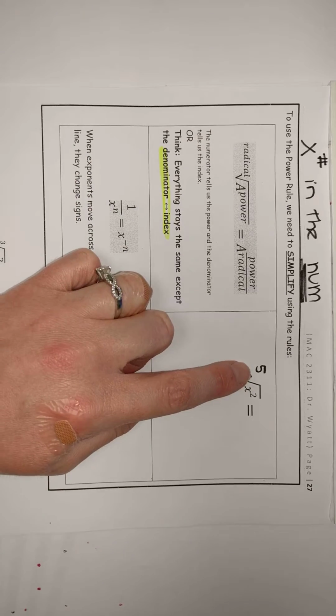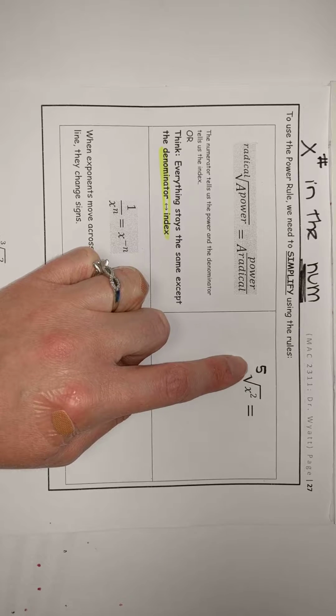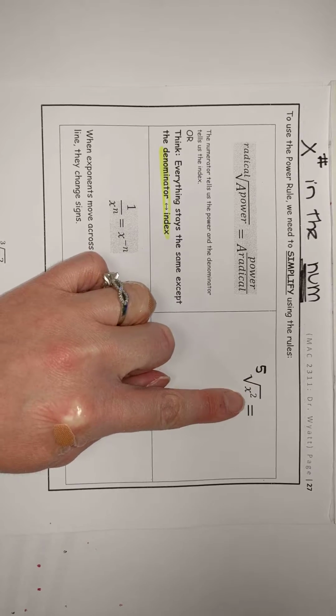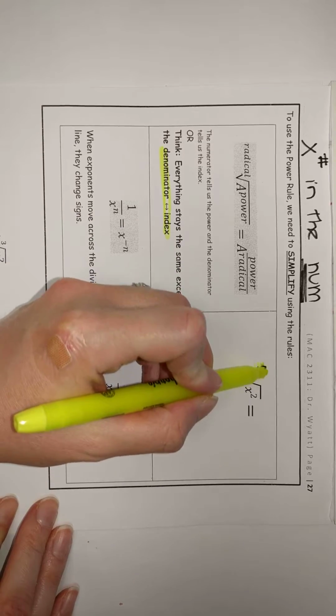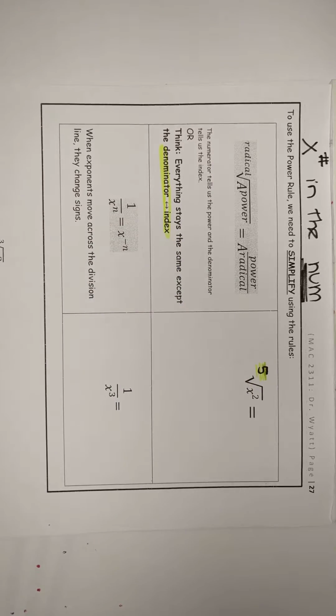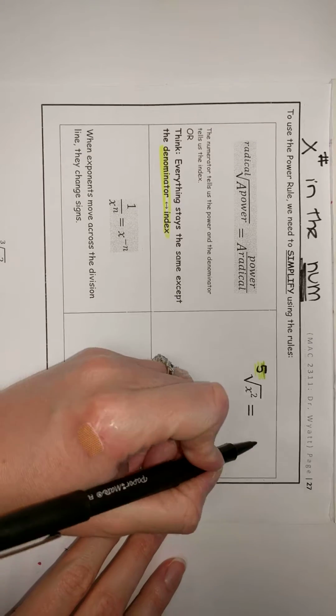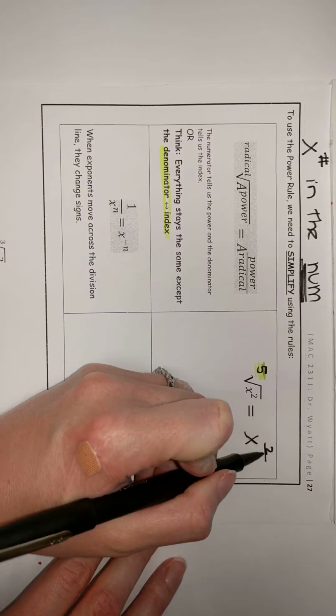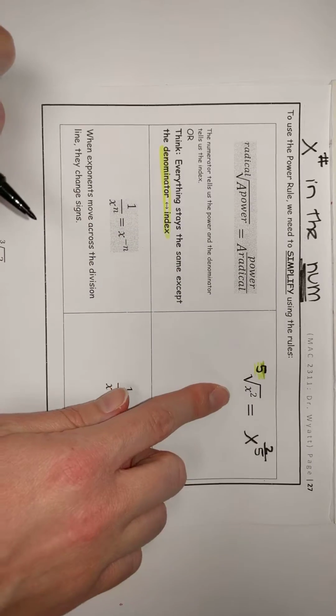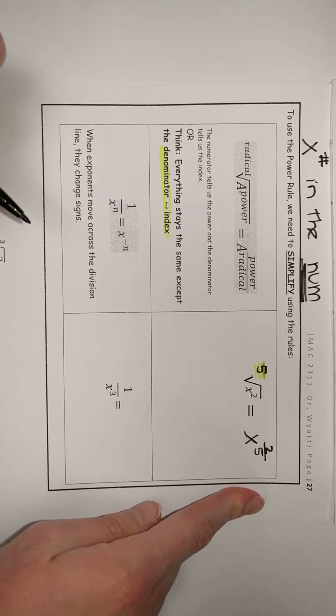So if you look at, and I changed this on the notes to be the fifth root of x squared, in order to rewrite that, what would happen is everything would stay the same except for this fifth index. So we would still have the x squared, but now this index would become our denominator. So the fifth root of x squared would become x to the 2/5 power.